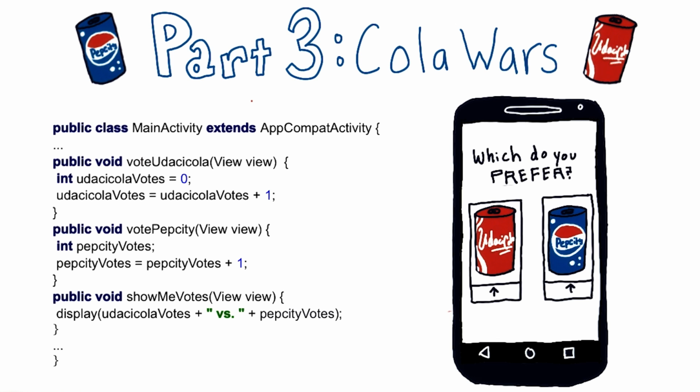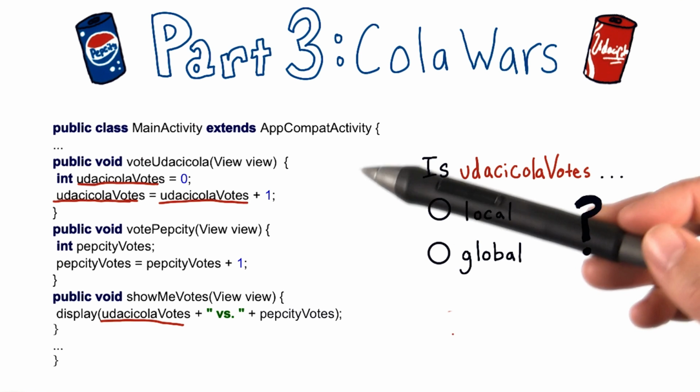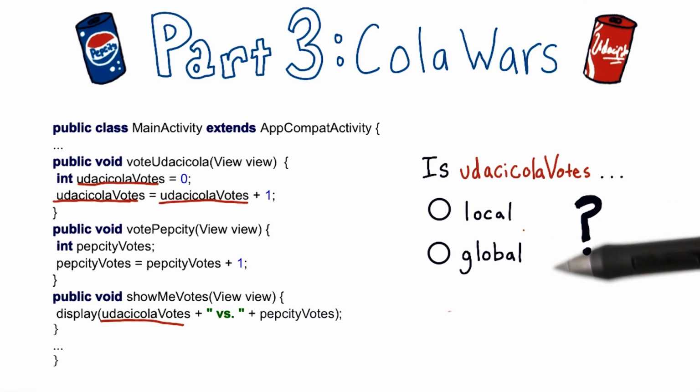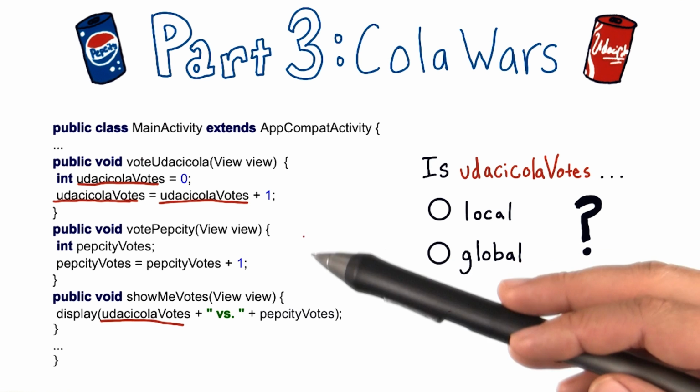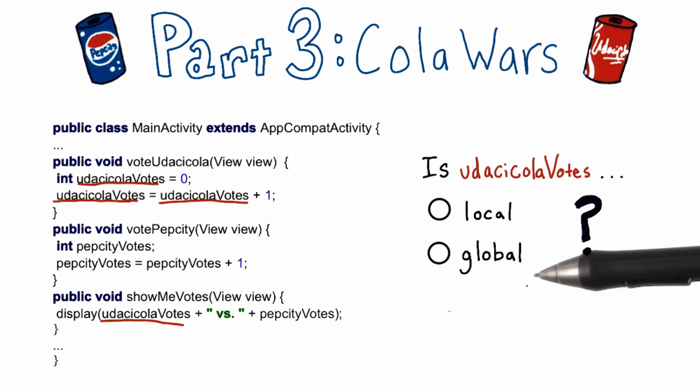Okay, so let's start thinking about the scope of some of these variables. We'll look at the udasaColaVotes variable first. From what you see here in the code right now, is udasaColaVotes a local variable or a global variable? Now, this doesn't mean should it be a local variable or should it be a global variable. Look at the code and tell me, is it instantiated and defined as a local variable or as a global variable? After you answer this, there's going to be one more additional question.